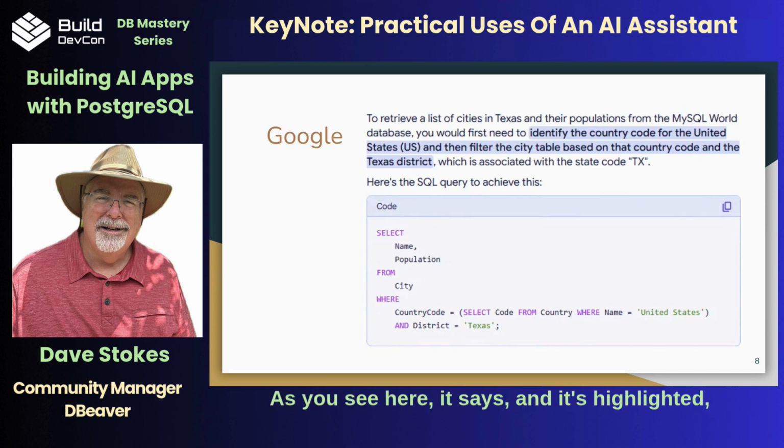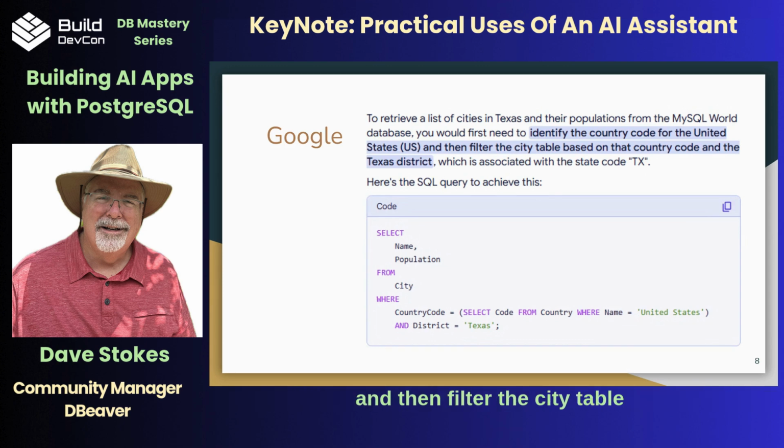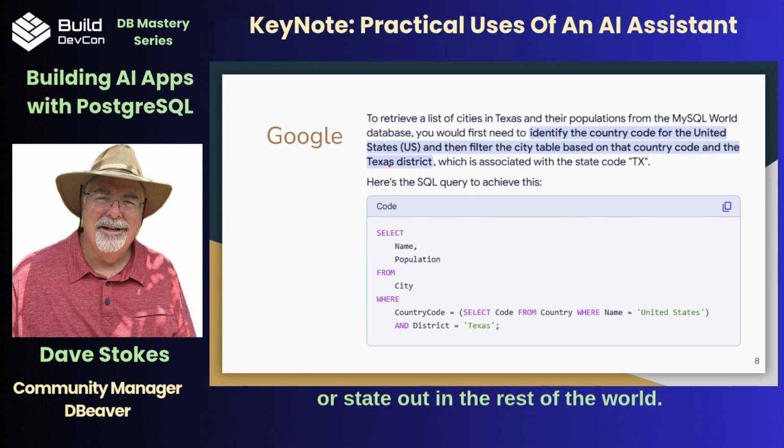As you see here, it says, and it's highlighted, you need first to identify the country code for the United States and then filter the city table based on that country code and the Texas district. Now, you and I probably know that there is not another Texas district or state out in the rest of the world. At least I hope not. As a proud resident of the Lone Star State, I'd be kind of shocked to find that.